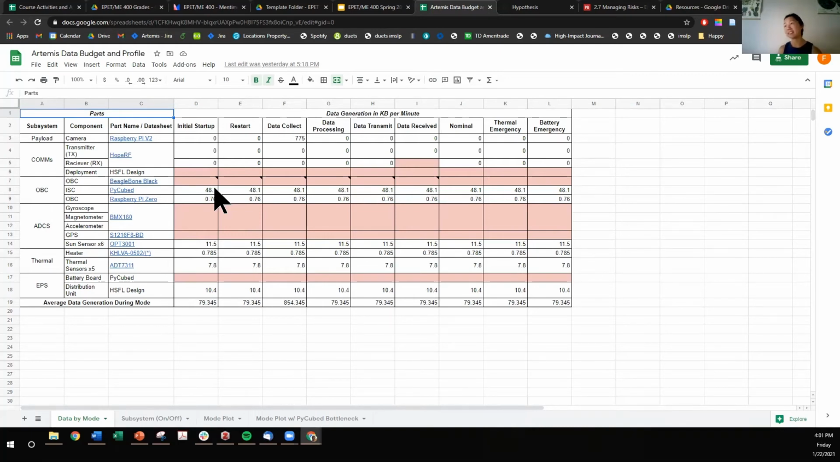It would be very sad if the SD card filled and we haven't finished our science mission and our camera can't take another image because the SD card is full. So you want to also keep an eye on your data budget throughout the mission.